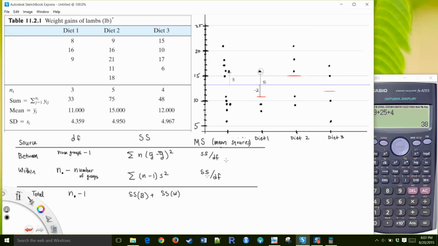So that's what we do. There's no point in calculating an F ratio for within, because that's always going to be 1. It's going to be mean squares within over mean squares within. Sorry, say that again? With one-way ANOVA, you're only going to have one F ratio. Okay.